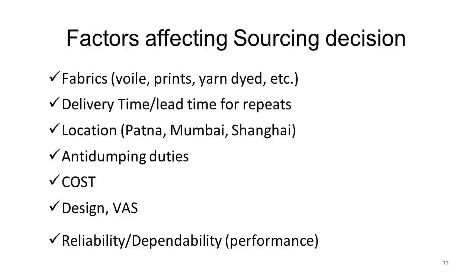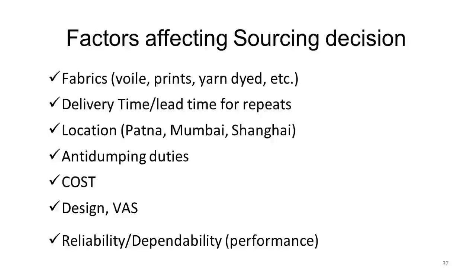So there could be a valid reason, and the valid reason could be what? Amazing quality, amazing variety and superb prices. The price difference has to be so high that people are ready to take the risk and they are ready to buy from Shanghai instead of buying from Patna or Mumbai. So location is a huge factor. And then we have anti-dumping duties.